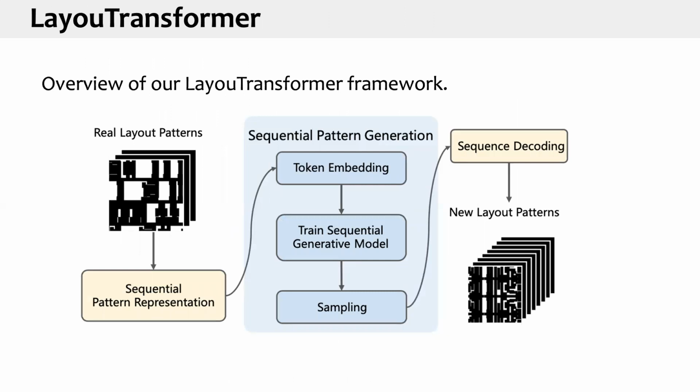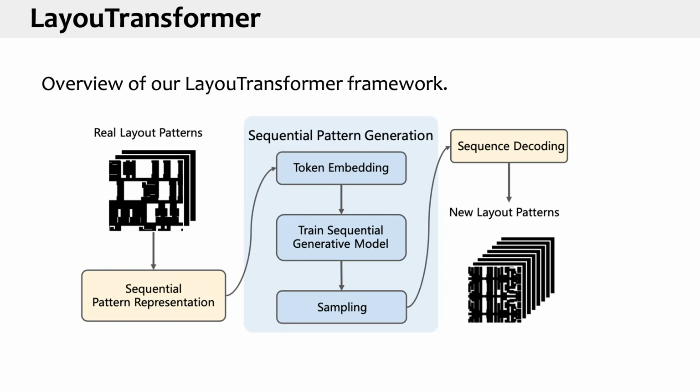We develop our sequential pattern generation framework, termed LayouTransformer, based on the transformer architecture. As shown in this figure, given a set of layout examples, we first extract their sequential pattern representations, where each pattern is serialized as tokens of the starting point and the directions and offsets of edges. Then the extracted sequences are encoded and fed into a sequential generative model, which is built upon the transformer architecture.